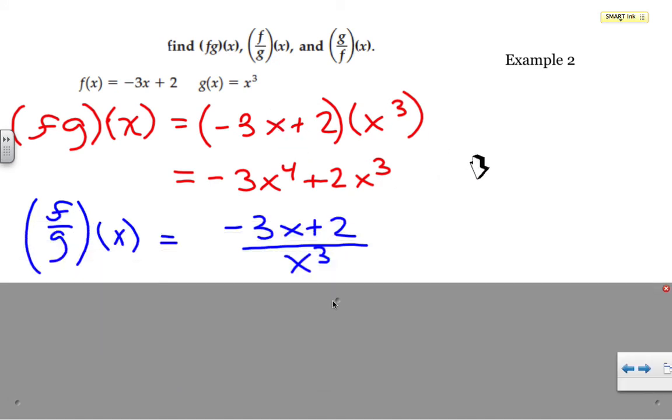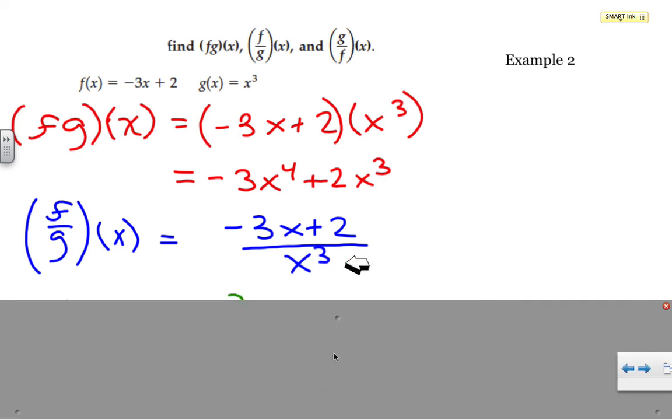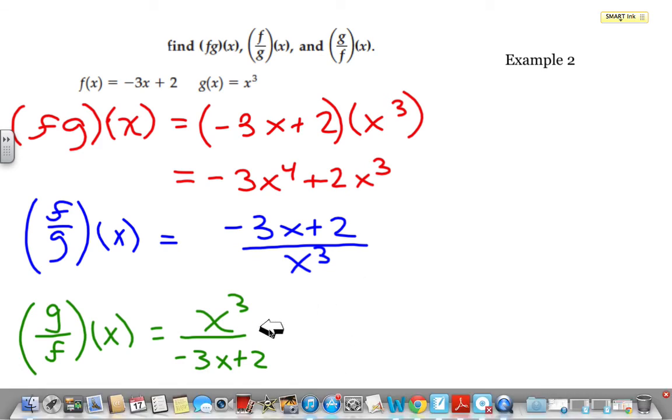If I'm going to divide, I take f of x divided by g of x, and there's really nothing else I can do. I can't simplify that any further. Now I'm going to do the other way: g of x divided by f of x.